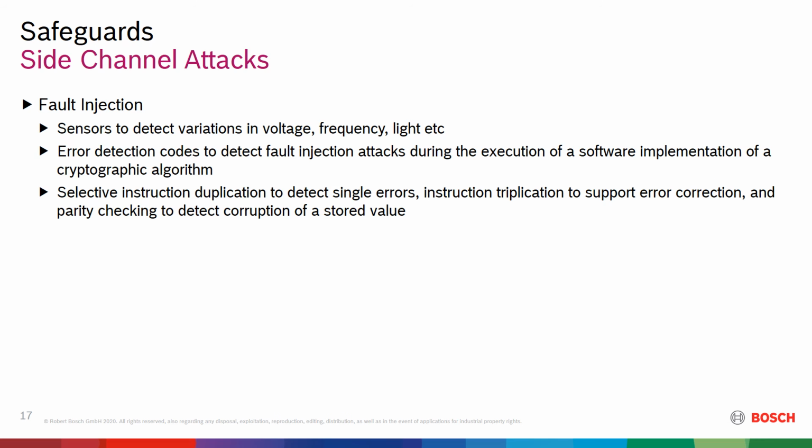Safeguards against fault injection attacks are: you could detect fault injection with the help of sensors. Sensors could detect variations in voltage, frequency, light, and so on. You could use error detection codes to detect fault injection in software implementation of cryptographic algorithms, or you could use instruction duplication or even instruction triplication to detect and even correct errors, and parity checking to make sure that the stored values are not corrupted.